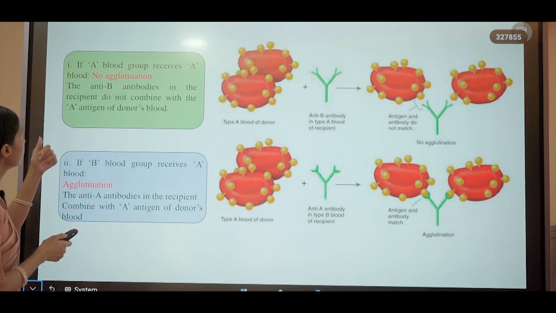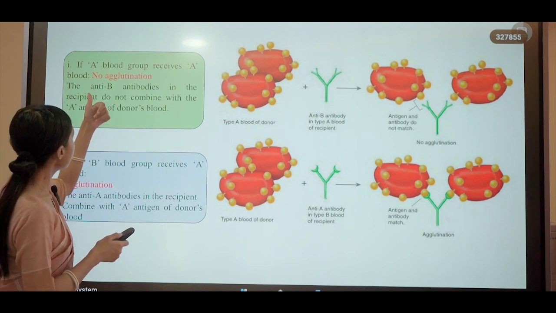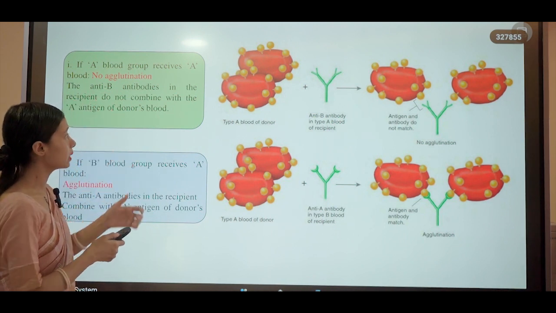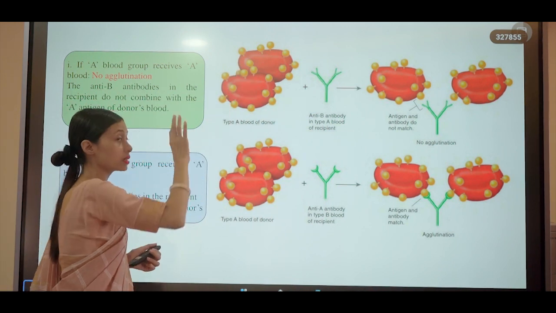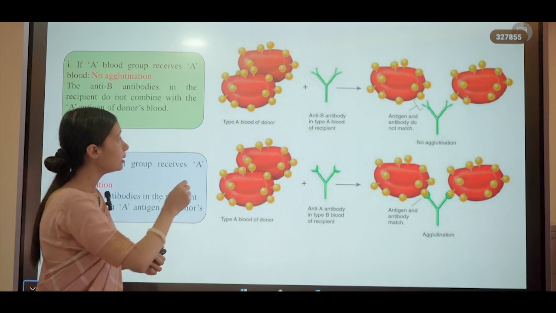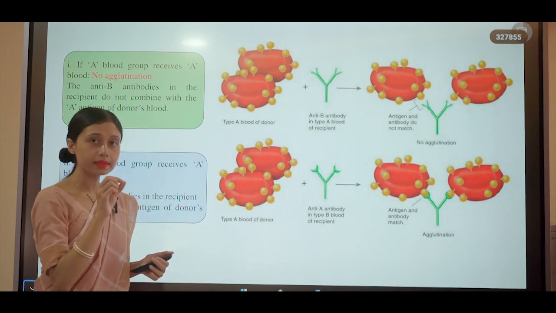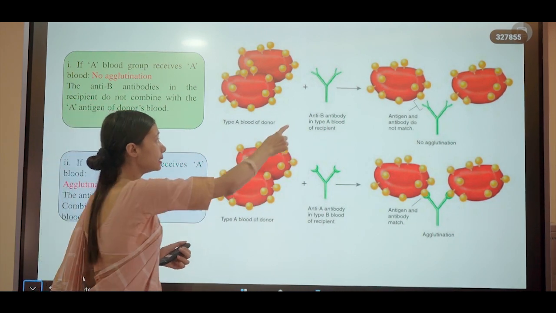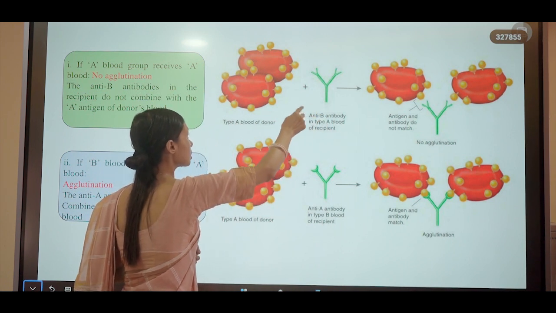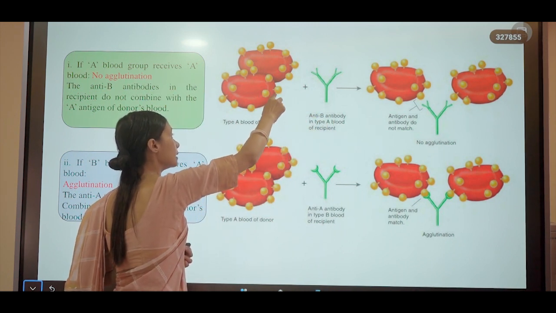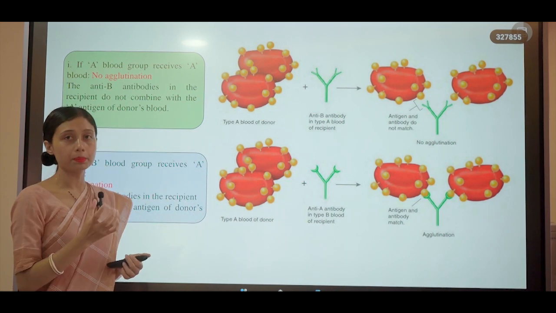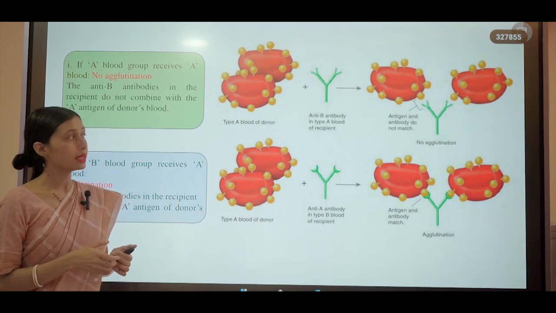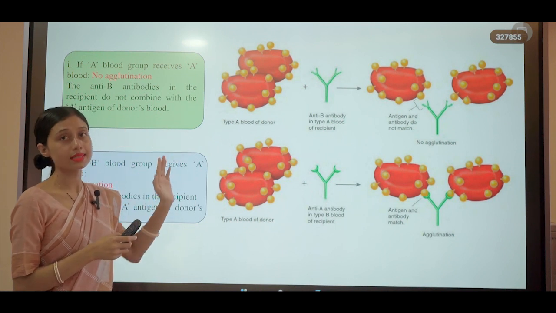See, here you can see, if a blood group A receives blood from A group, in case of blood group A, the antigen A is present on the surface of RBC, while anti-B antibody is present in plasma of the recipient. This anti-B antibody cannot combine with the antigen A of the donor. Therefore, there will be no clumping, no destruction of RBC. So this type of blood transfusion is safe.